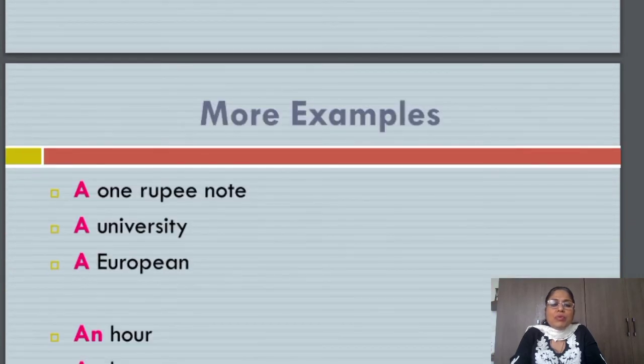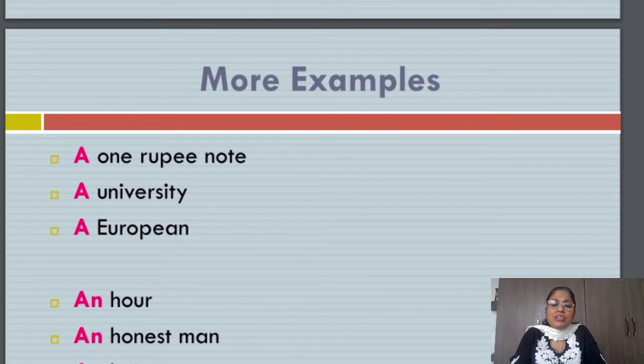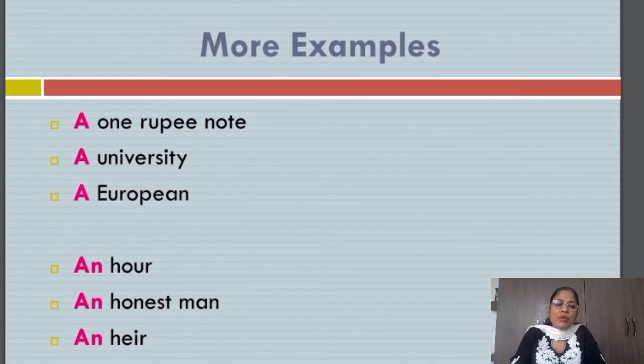I want to bring some more examples, different kinds of examples for you. The word one starts with the sound w. W can come from V or W. So it is a 1 rupee note. University, U, like young man. So a university. European also. The sound of European, made by EU, is Y. So it is a European.